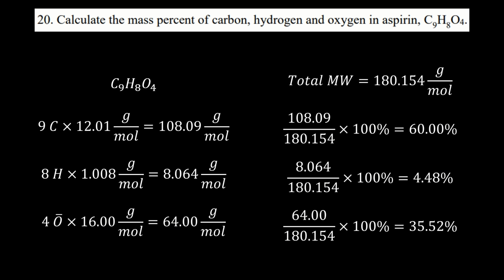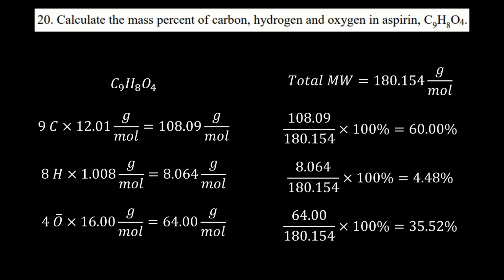Now what we do is we take the amount of that 180 grams per mole that is just either carbon, just either hydrogen, or just either oxygen, and then divide those numbers by 180.154 and multiply by 100%. Therefore, 108.09 divided by 180.154 multiplied by 100% gets us an amount that is 60% by mass carbon.